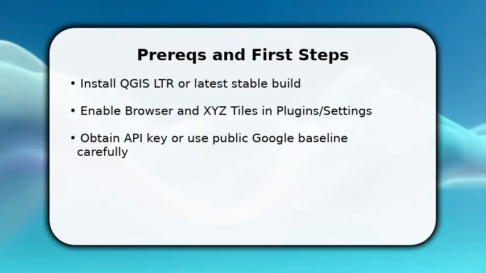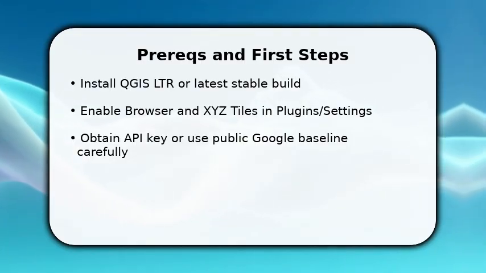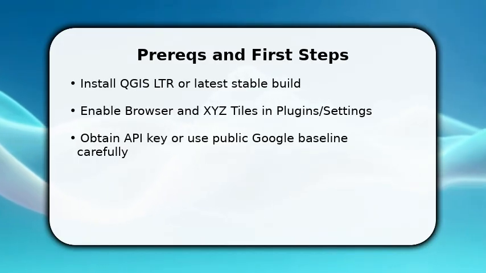You start by confirming QGIS is installed and that you have an API key if you plan to use Google Maps tiles legally. Open QGIS and enable the browser panel. This gives quick access to XYZ connections.